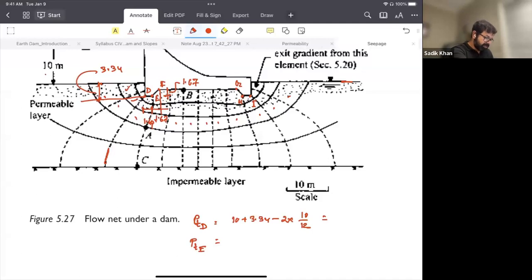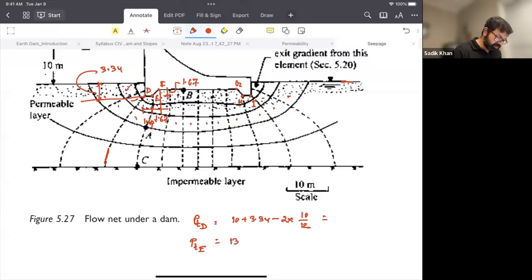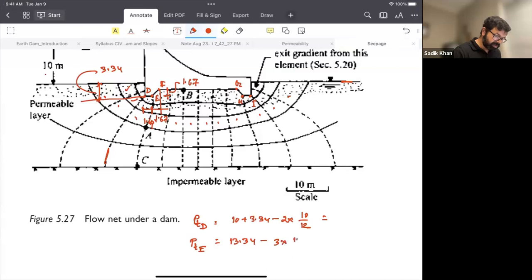So basically what happens here is we are looking at point B, point E. What is the number of drops at point E? It's the same level, 13.34, right? So this is 13.34 minus 3 drops, so 3 multiplied by 10 over 12, right? So you get a number.